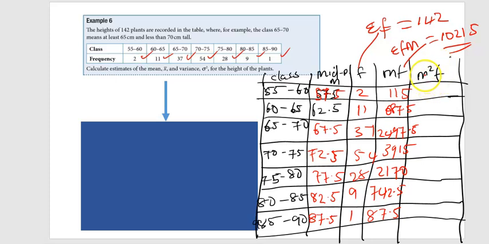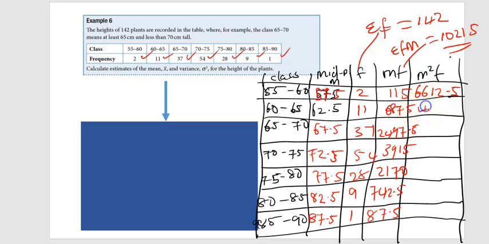And then we also need to do the midpoint squared multiplied by f. So we have to square the midpoint and multiply the value by the frequency. The midpoint here is 57.5. 57.5 squared will give you 3306.25. Multiply that by the frequency of this class, which is 2. So you get 6612.5.